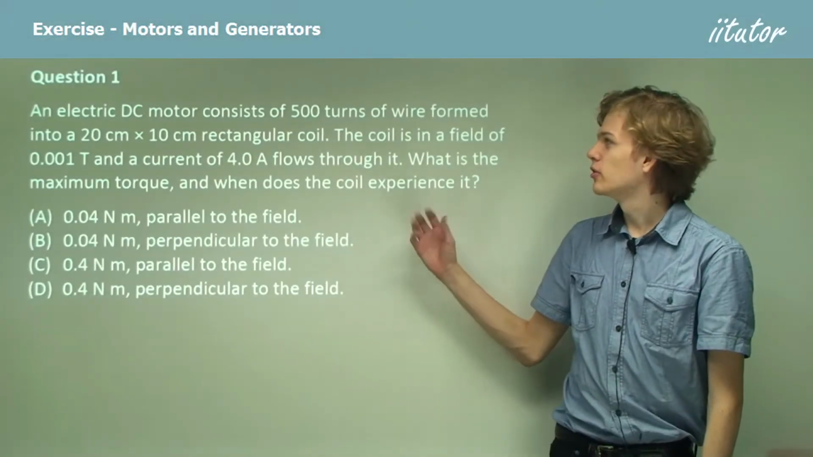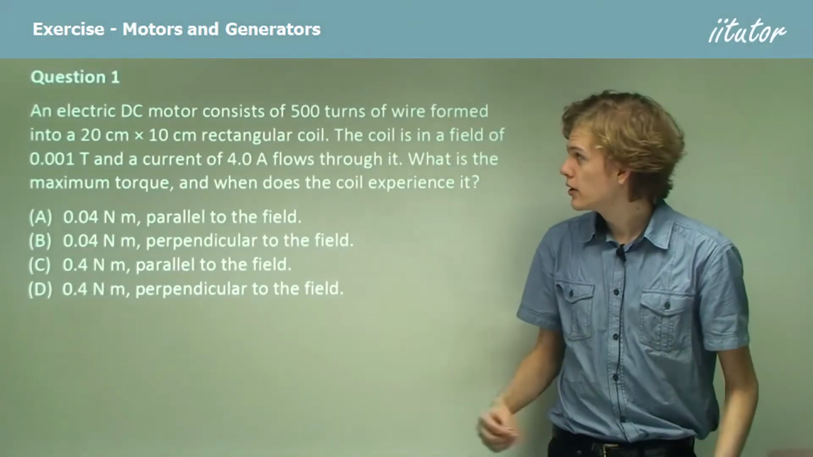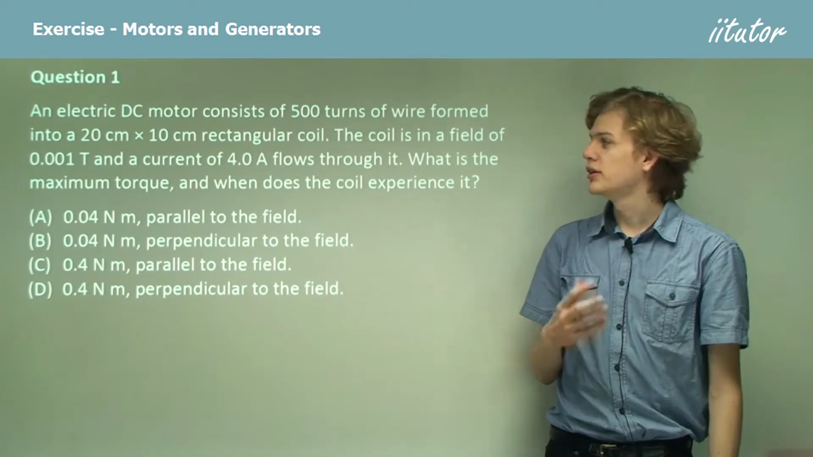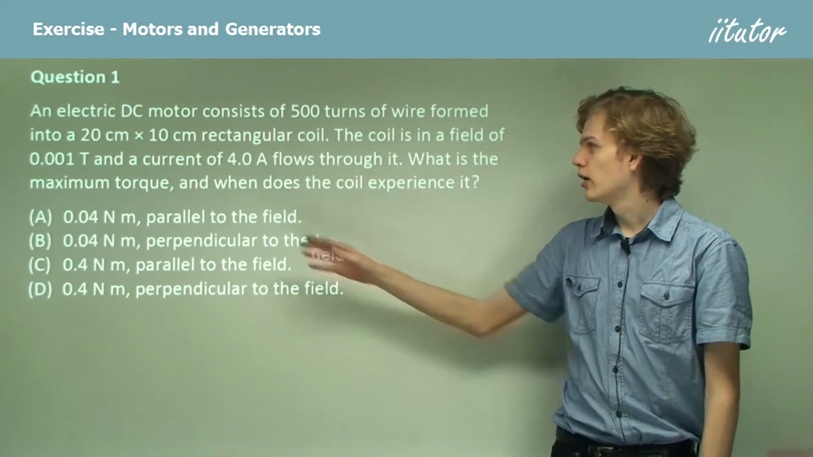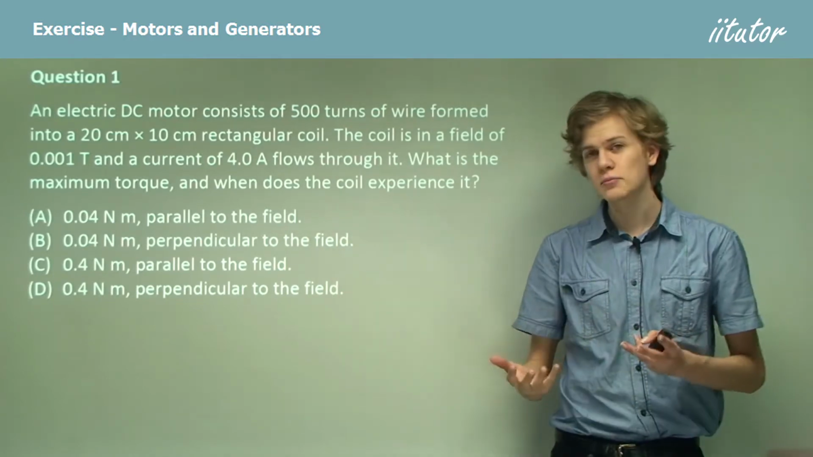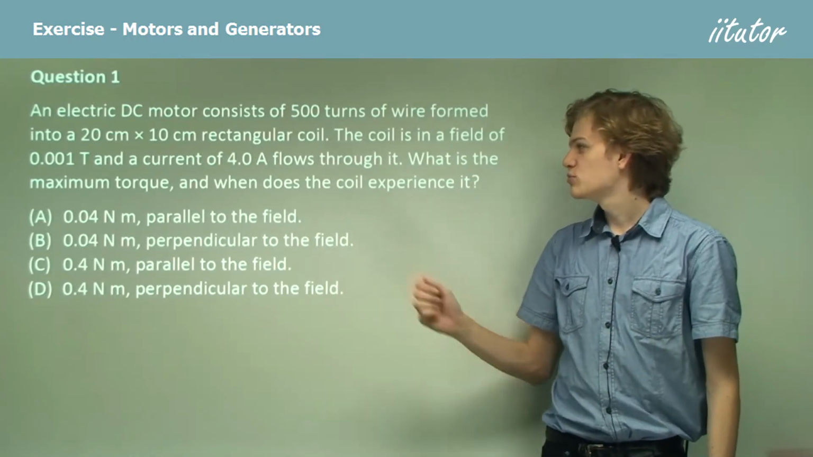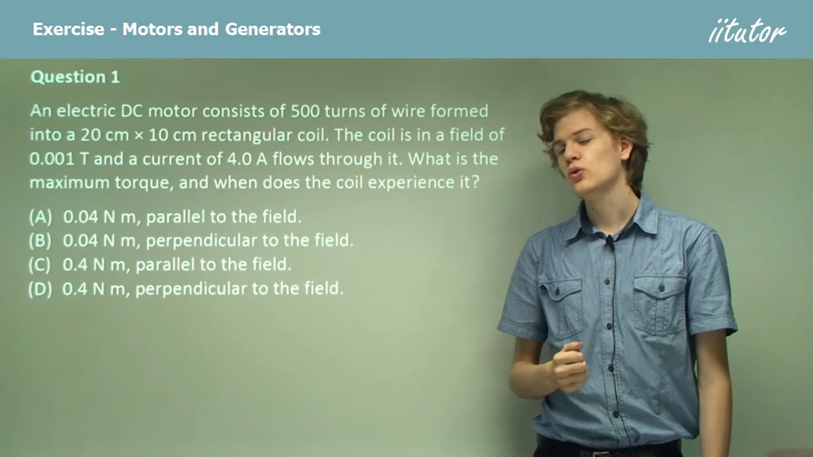An electric DC motor consists of 500 turns of wire formed into a 20 centimeter by 10 centimeter rectangular coil. The coil is in a field of 1 millitesla and a current of 4 amps flows through it. What is the maximum torque and when does the coil experience it?